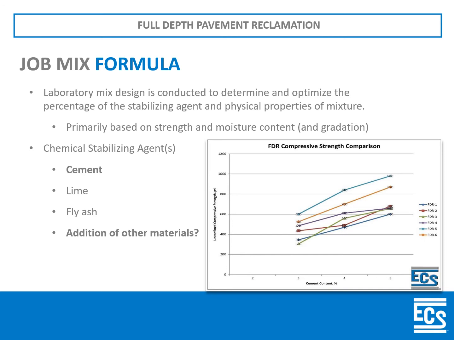But basically, the laboratory mix design is conducted to determine and optimize the percent of stabilizing agent, again, typically cement, and the physical properties of the mixture. It's primarily based off of strength, and of course, a big component of that is the moisture content. Again, the primary chemical stabilization agent is cement throughout most of these applications that you'll see. And here is a chart that covers a couple of different ranges of cement and a different range of compressive strength in PSI.